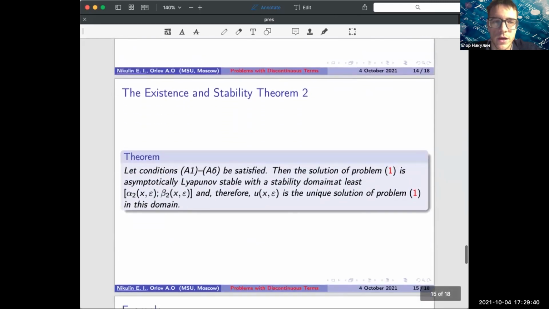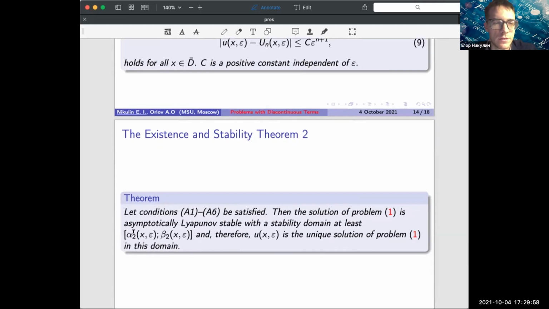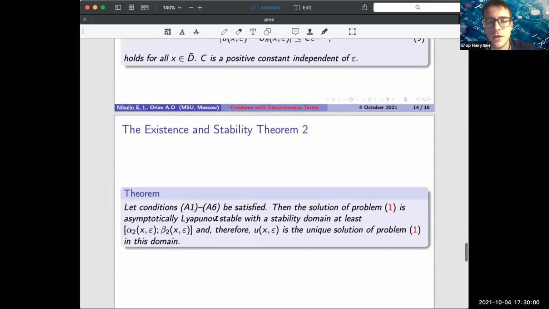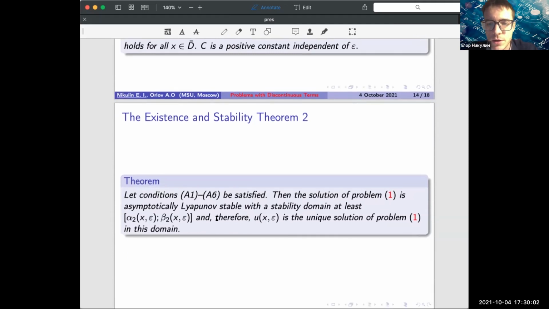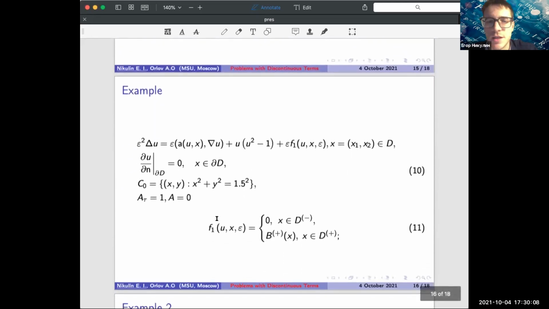Also, we have a stability theorem. Let conditions A1 to A6 be satisfied. Then the solution of problem 1 is asymptotically Lyapunov stable with a stability domain at least alpha 2, beta 2, and therefore u is the unique solution of problem 1 in this domain. Here is the example.